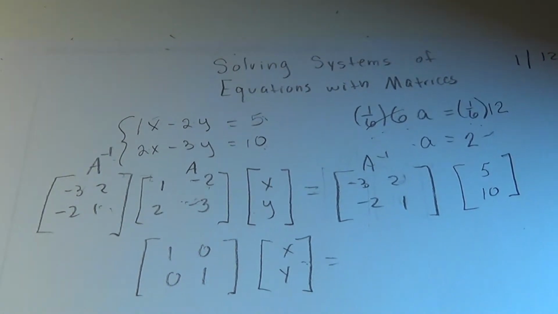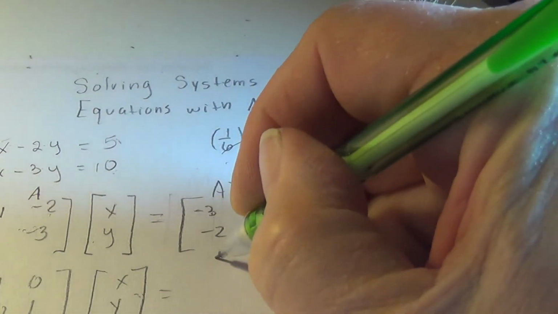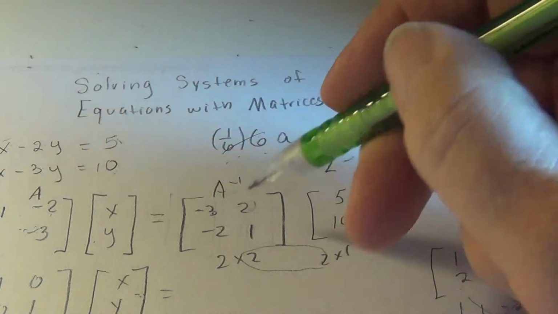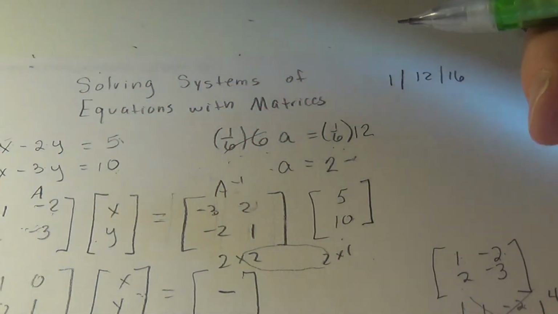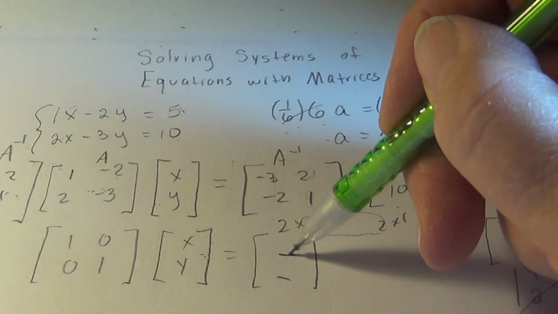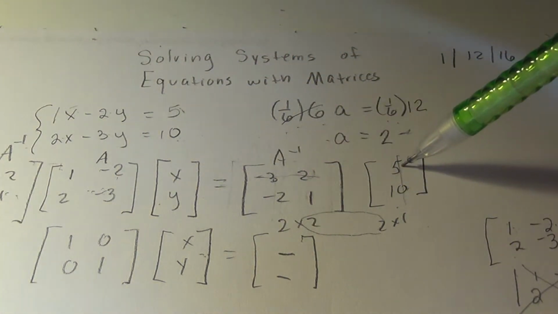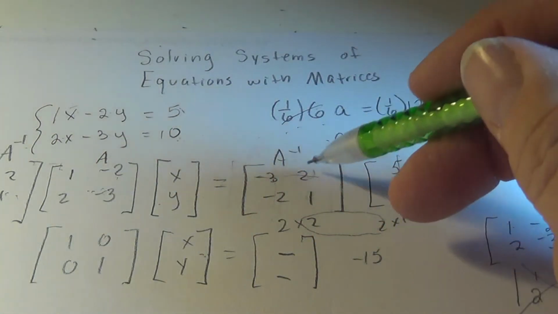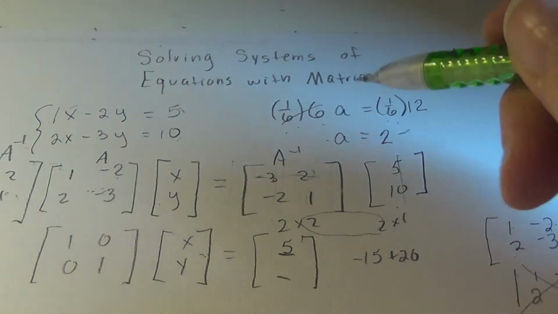The identity matrix times xy will give us xy. This side we have a 2 by 2 and a 2 by 1, so we're expecting a 2 by 1, 2 rows, 1 column. When we do this multiplication, this element is the first row, first column. It'll involve this row and this column. -3 times 5 is -15, plus 2 times 10, so we end up with a 5 in this element's position.